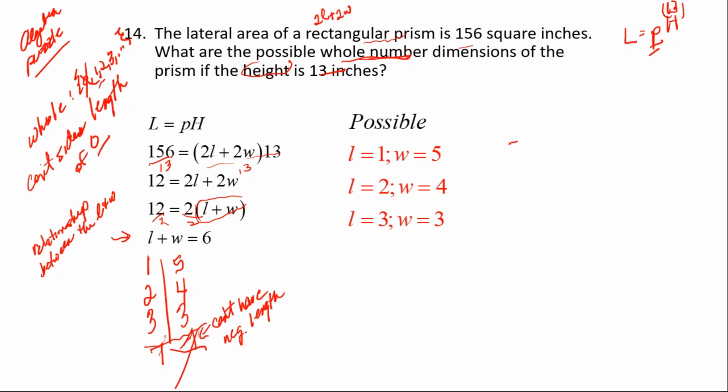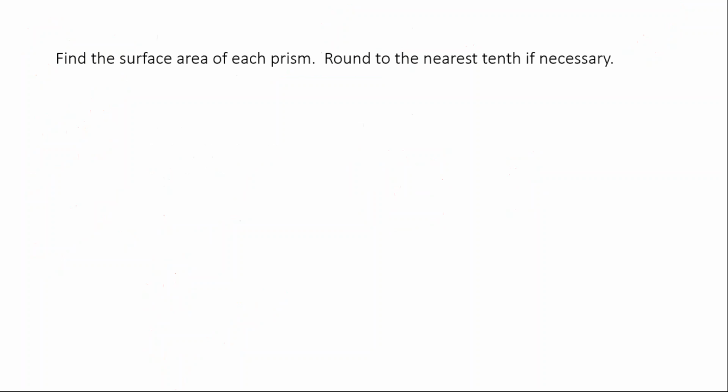And you might have written it like I did, dimensions 5 by 1, 4 by 2, 3 by 3. It's another way of writing it. Okay, these next group pretty much are the same thing we did before, except this time do everything. The earlier ones were lateral areas only. This one is surface area, which really means I have to do lateral and surface area.